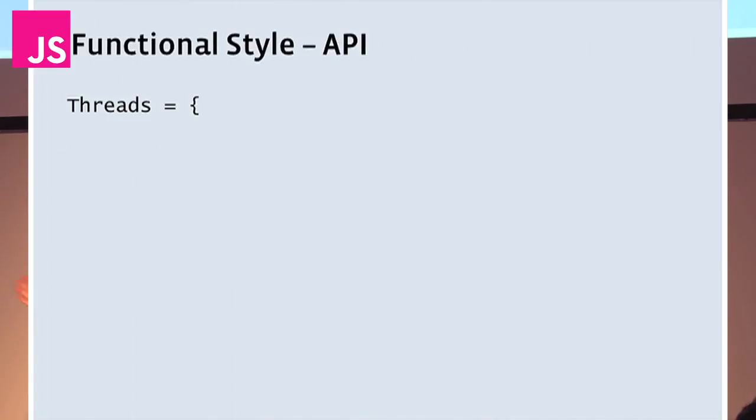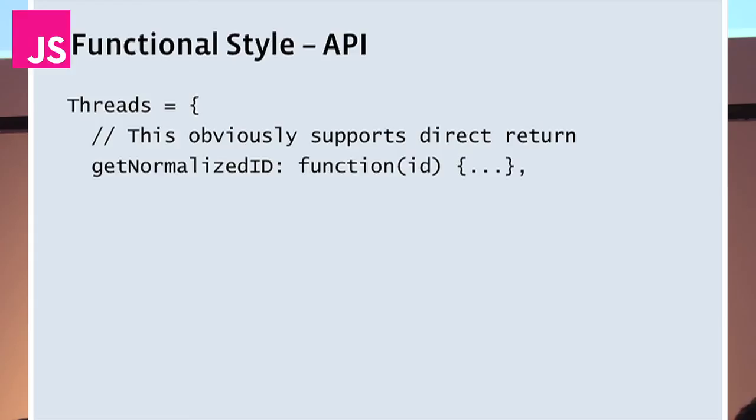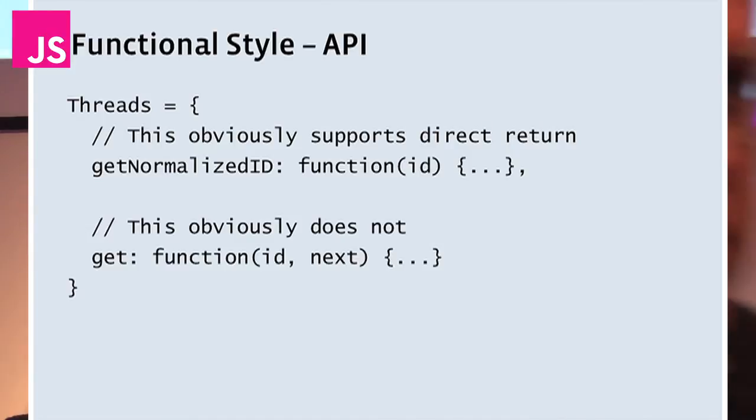So this changes the API. It makes it simpler, right? Threads is just a singleton. And you can obviously tell what things support direct return. So let's say there's some trivial ID transformation that we can do on the client. Obviously, you just pass in an ID, you get back the normalized ID. But the get function here takes a continuation, so you know that you have to pass that along with your call.